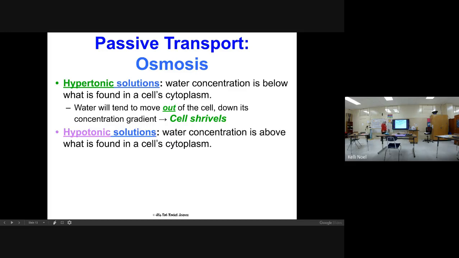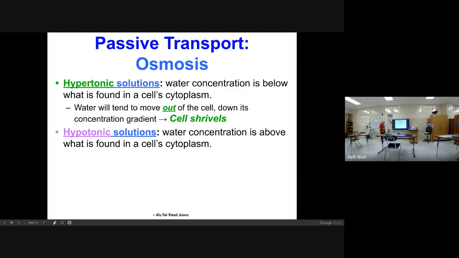Hypotonic solutions, water concentration is above. All right, so this is the solution outside of the cell. Let me back up to the first one. Outside of the cell, there's less water than inside of the cell. So water will leave the cell and come out.